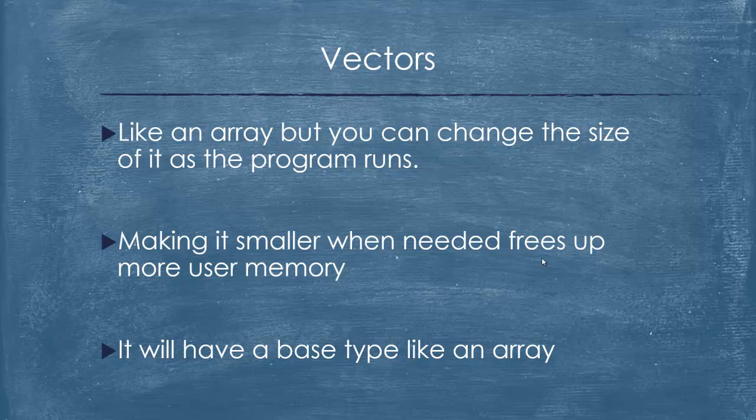So let's say you've got a vector with 50 items in it, and then all of a sudden the user sells 25 items out of his inventory. You no longer need to keep those extra 25 items stored in memory. So you can make the vector smaller and shrink its size to free up memory. It always has a base type like an array, like integer or double. So it's a lot like an array, but it's a resizable array. And that's why we like it for game design. We like to free up as much memory as possible for other things in our games.